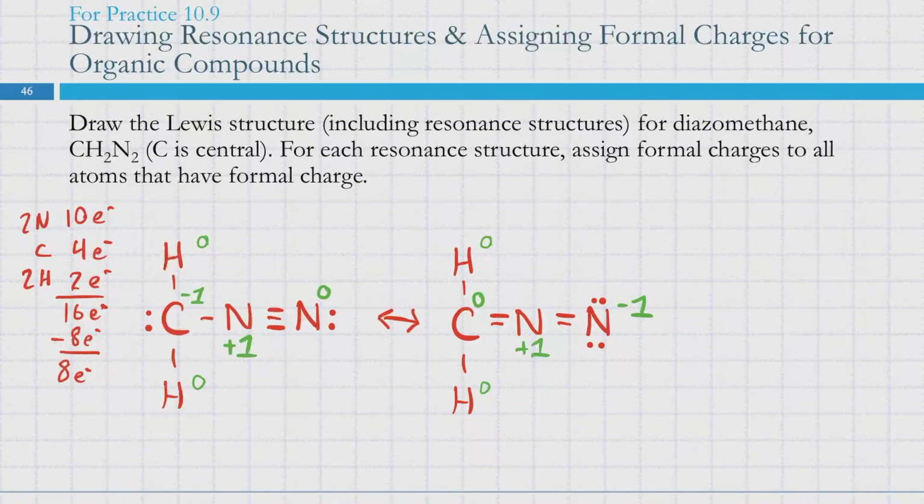So we need to consider which of these, well, we don't need to consider actually. We just need to assign charges. If we wanted to, we could guess about which one has the greater contribution to the overall structure. I would say that it's this right one because nitrogen is more electronegative than carbon. Questions about those resonance structures?